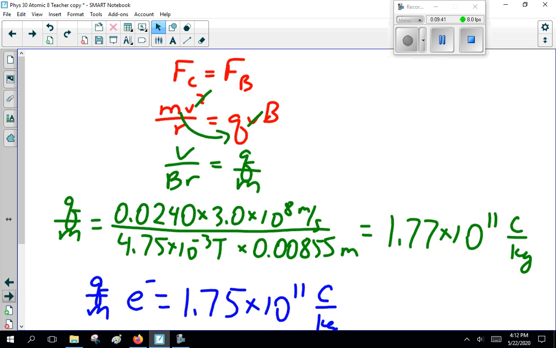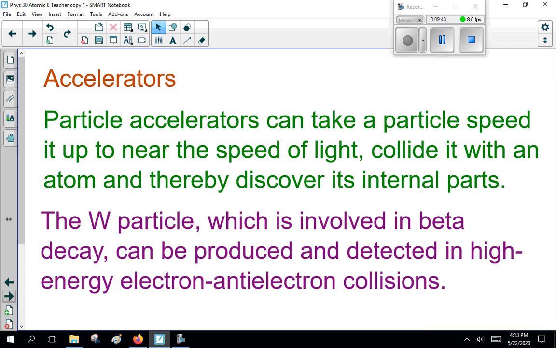I think it's neat. Anyway, moving on. Particle accelerators. Particle accelerators can take a particle and speed it up to near the speed of light, colliding with an atom and thereby discovering its internal parts. This is rather like, how do you know what's inside a car? By smashing it together and seeing the bits that come off. Not the best way, but it's really the only way we've got now to see inside an atom or see what bits make up an atom.